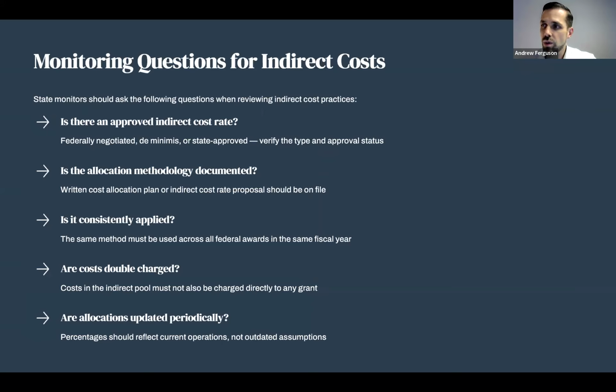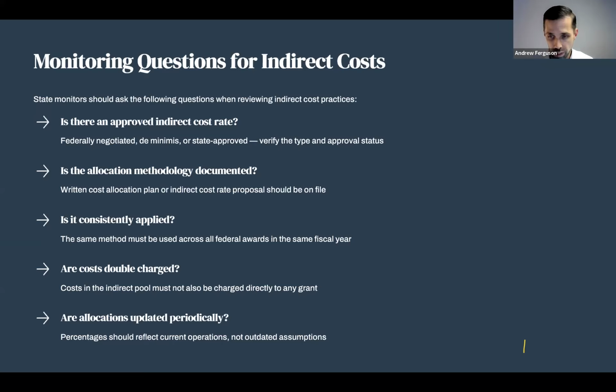So let's see what else. Some questions here, as we wrap up her section and then I get into my section, are monitoring questions to ask regarding indirect costs. Again, going back to that uniform guidance framework of direct versus indirect, is there an approved indirect cost rate, whether it be the NICRA, de minimis, or some sort of state approved rate? Is the allocation methodology documented? Coming from an audit background, that's one of the biggest things that we need to see. Is it written down? Has it been written down?